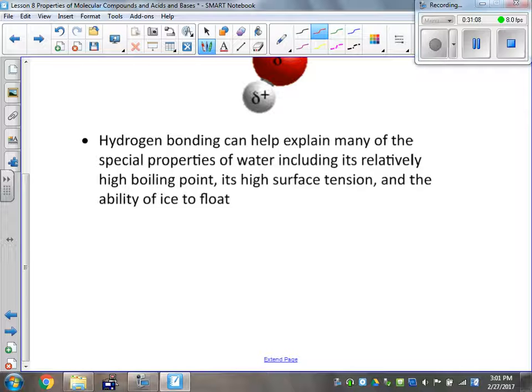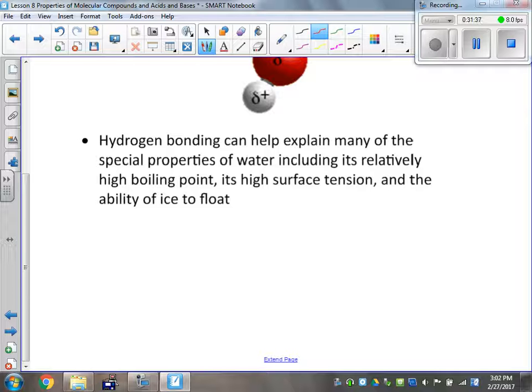Because of hydrogen bonding, water boils at 100 degrees Celsius. If we didn't have hydrogen bonding, that special intermolecular force, water would boil at negative 100. That's the trend that it would follow. That's 200 degrees difference. Negative 100 to 0, 0 to 100. Thank God for hydrogen bonding.